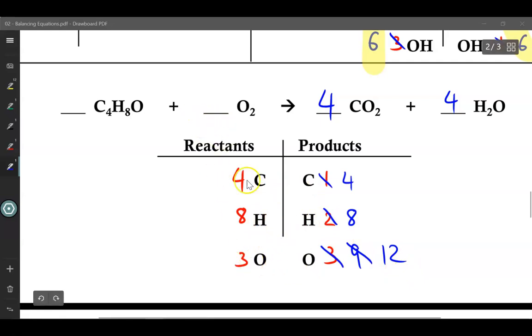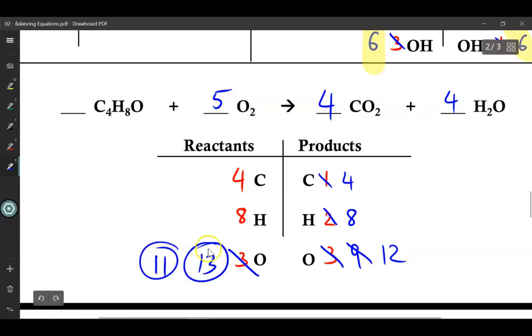But there's a problem. I need to have 12 oxygens. So if I put a 6 over here, I now have 12, but don't forget this guy, I actually have 13 oxygens. So that's no good. Let's go 1 below this, make it a 5. So that makes 10 oxygens here, plus 1 equals 11. So I keep missing the target. I'm always off by 1, either too high by 1 or too low by 1.